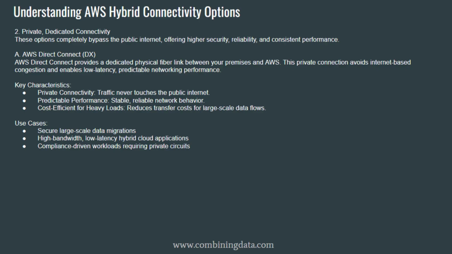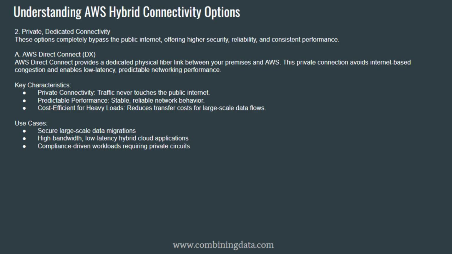Common use cases for AWS Direct Connect. AWS Direct Connect is typically used when organizations need secure, private connectivity for large-scale data migrations, low-latency access for performance-sensitive applications, high-throughput connections for analytics, media processing, or backups, compliance-driven environments that require private network paths, long-term, stable hybrid cloud architectures.